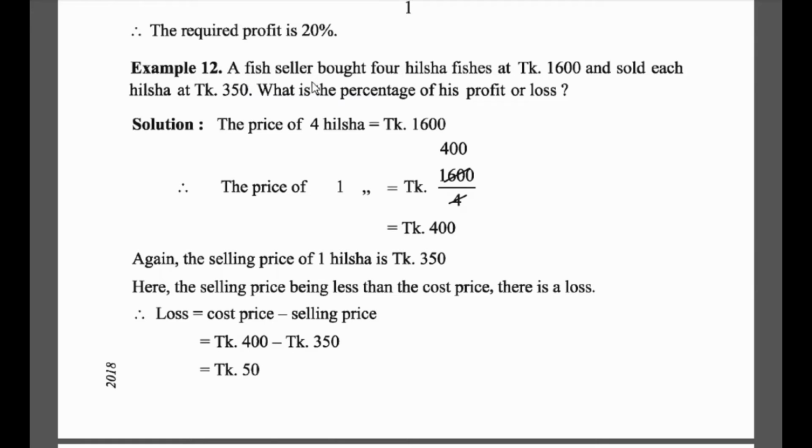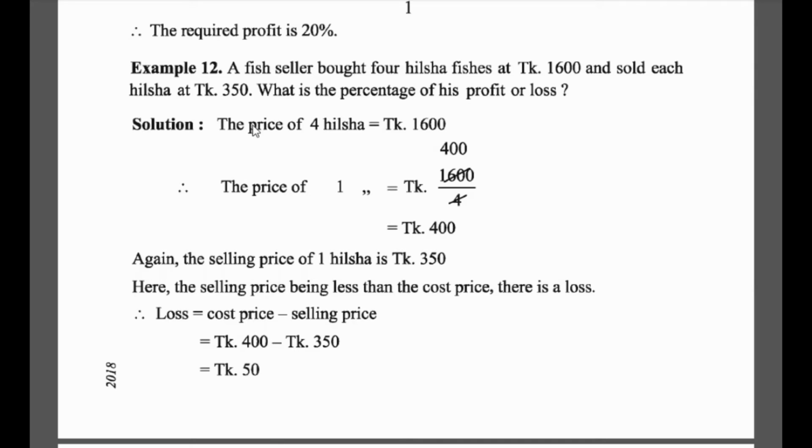The question is: a fish seller bought 4 Hilsha fishes at taka 1600 and sold each Hilsha at taka 350. What is the percentage of his profit or loss? Here we don't know whether he got a profit or a loss. Let's find out.